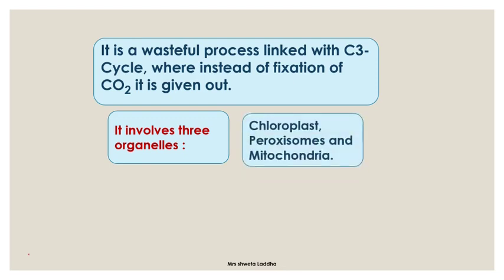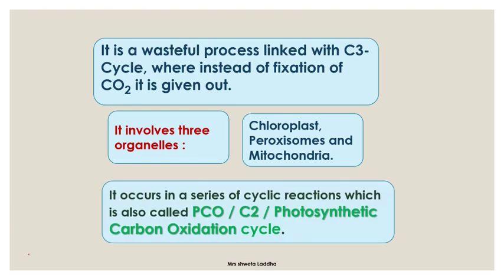It involves three organelles: chloroplast, peroxisomes, and mitochondria. It is also called the C2 pathway because here a 2 carbon compound is formed, or it is called the photosynthetic carbon oxidation cycle because here RuBP is reacting with oxygen in presence of enzyme Rubisco, and Rubisco here acts as an oxygenase and not as a carboxylase.